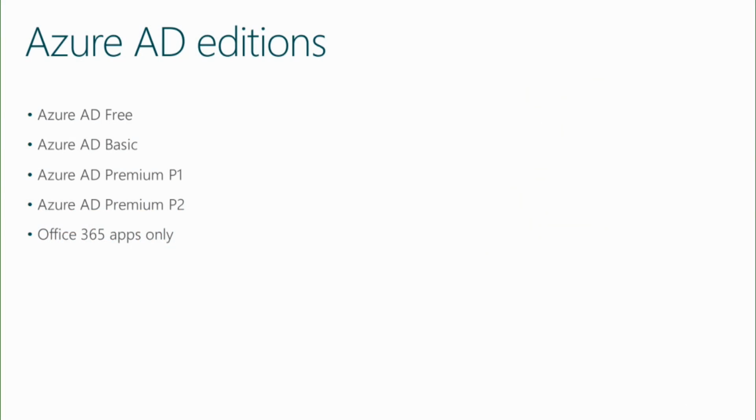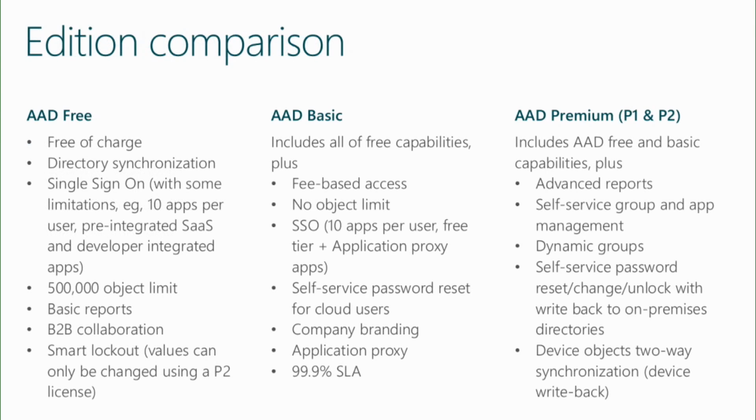Now, with the usual disclaimer that editions can change over time, so there's no guarantee that at the time you look at this, this is exactly what is available. So always check current documentation when you're especially considering features or capabilities that were looked at a particular point in time. So initially we have what's called Azure Active Directory Free.